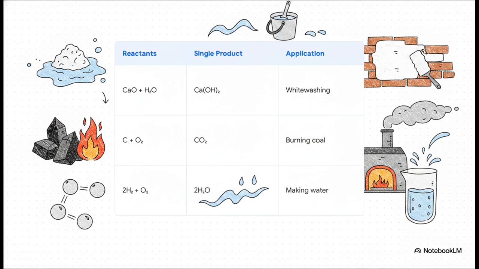Next down, grab some solid carbon, C, and let it react with oxygen gas, O2. They yield a single product, CO2, or carbon dioxide gas. That is the combination reaction happening every single time you are burning coal on a grill. And finally, 2 molecules of hydrogen gas, H2, plus oxygen gas, O2, yield 2 molecules of H2O, liquid water. Yep, making water itself is a combination reaction.